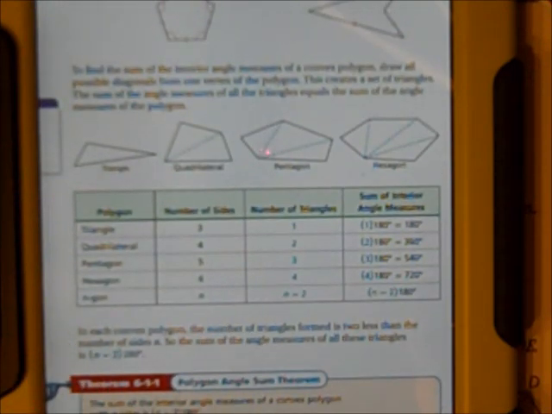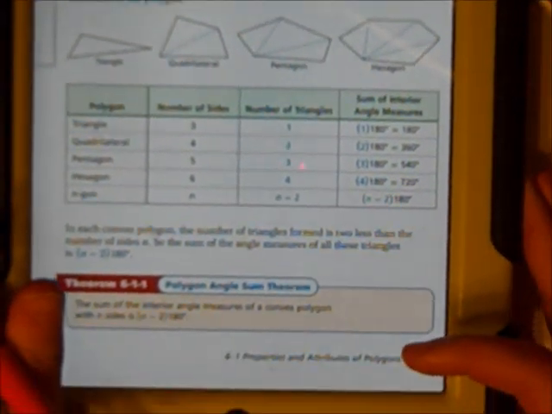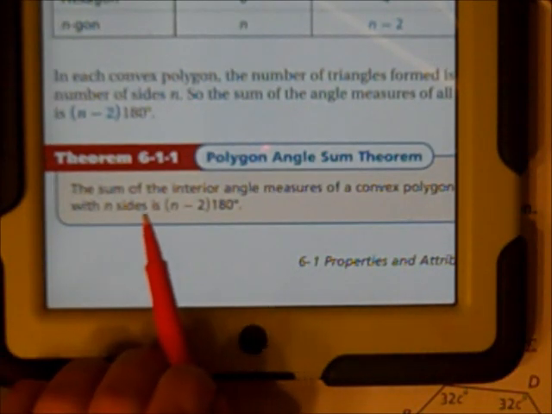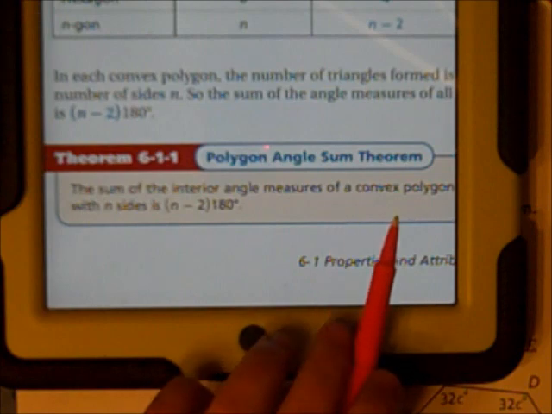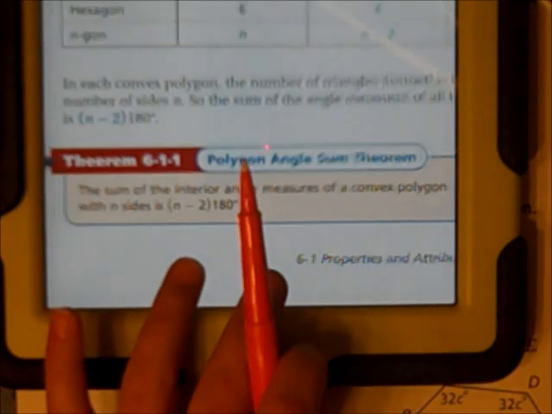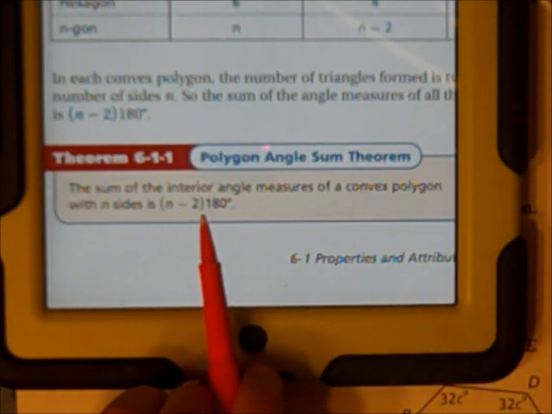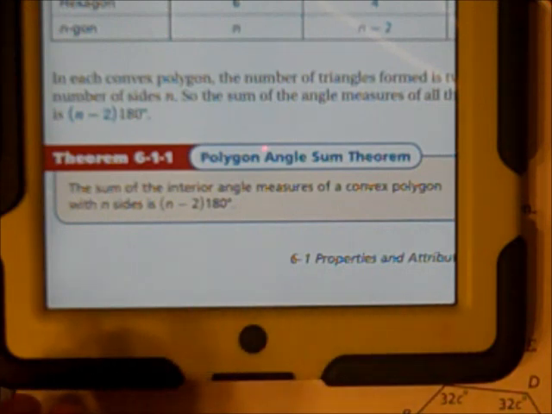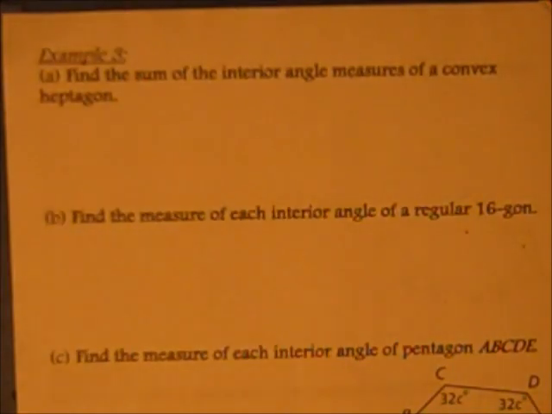So what we get out of this is this theorem here for 6.1. It's called the polygon angle sum theorem. And it says the sum of the interior angle measures of any convex polygon, this only works with convex, is 180 times n minus 2. Okay, so that's what we're going to use for the next couple of examples.